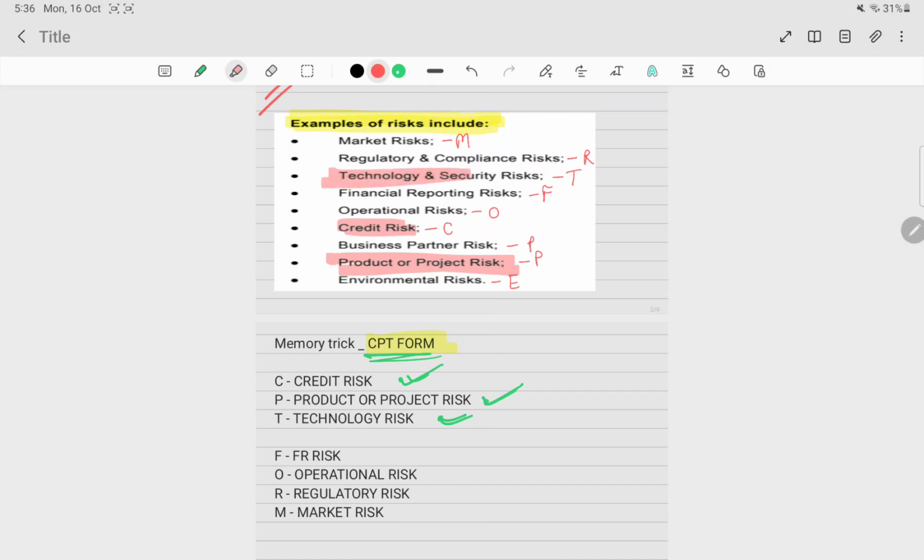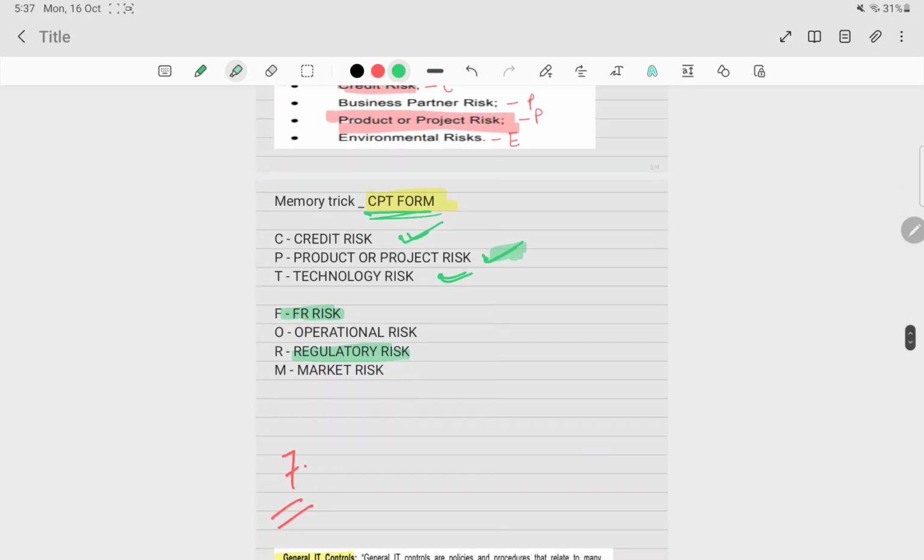Now it is form. F goes for financial reporting risk. This is the financial reporting risk. Then O goes for operational risk. R for regulatory risk. So here it is regulatory and compliance risk, the law related risk. Then M is the market risk. So enough points, you have already learned 7 or 8 risk, because in P there is 2 risk, product risk and project risk. So you have learned the 7 risk from CPT form.